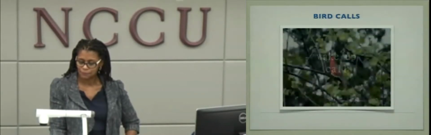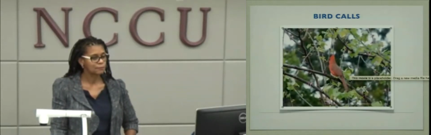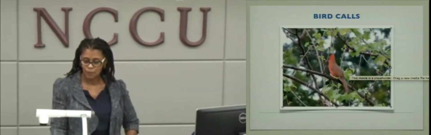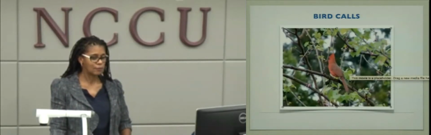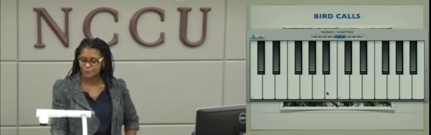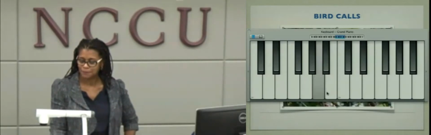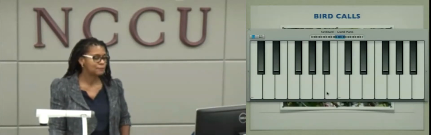Another really good example, and this is nature's music, you know. So listen for bird calls. All right, don't laugh at me here. As you can see, we've got melodies all around us.